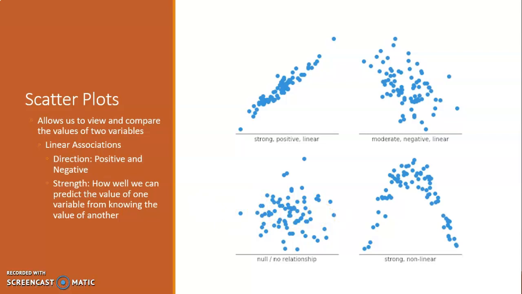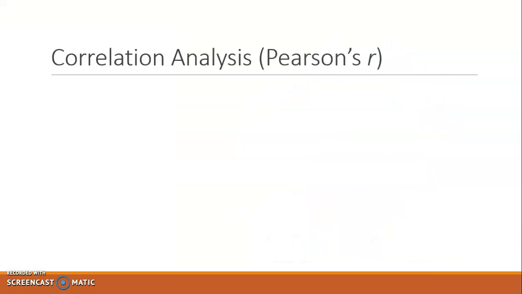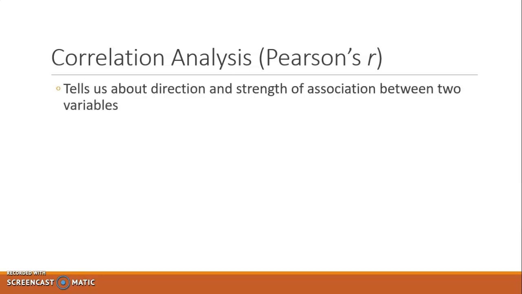From scatterplots, we go to correlations. Now, correlation gives us the same information, but it gives it to us in a numerical form rather than in a picture. So correlation analysis is also known as Pearson's R. It was developed by a guy named Pearson, and he decided to use R for the abbreviation. And what this does is it tells us about the direction and the strength of association between two variables.